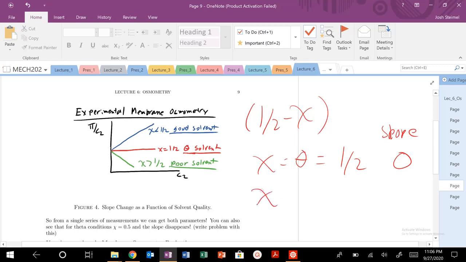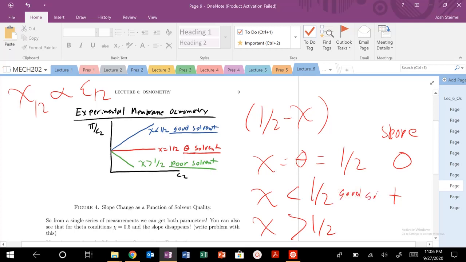What if my chi is in a good solvent, i.e. less than a half? Well, if chi is less than a half, it is going to be a positive slope. If my chi is greater than a half, remember, chi 1,2 essentially tells you something proportional to the energy E12. So if chi is high, E12 is high, they don't like each other, so that is a bad solvent here. So this is good solvent, this is bad solvent, and this is the power of the expression here, and my slope is going to be negative, just as you see right here.